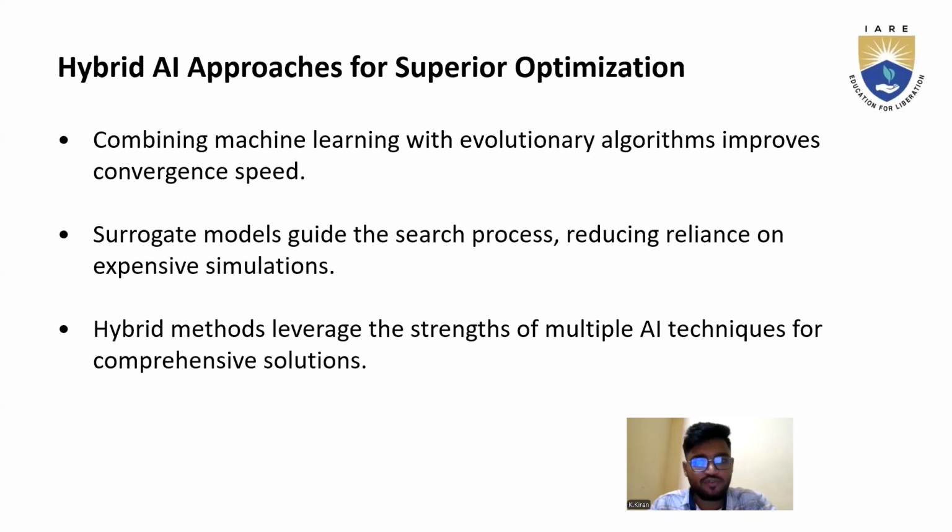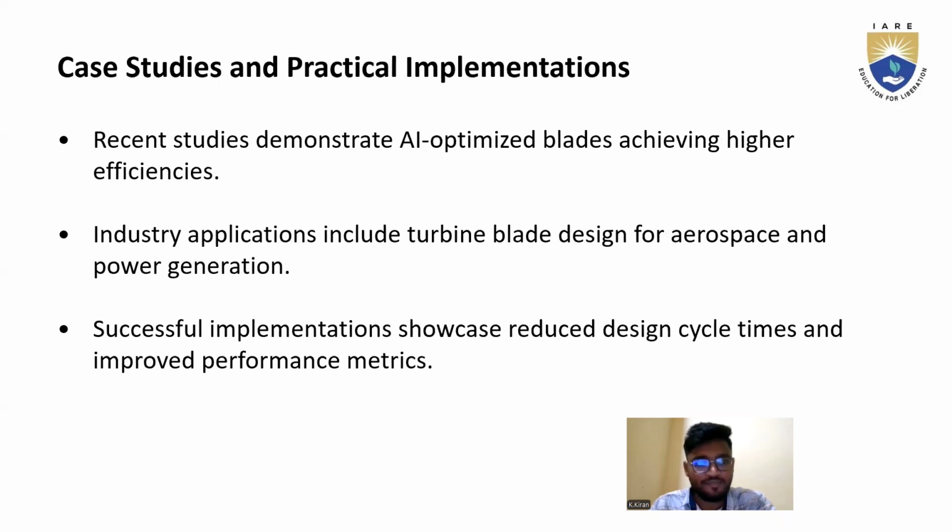Hybrid AI approaches for superior optimization use algorithms, and an algorithm is a step-by-step process. In the algorithm, it improves the speed and convergence. At the same time, it has model guidance, reducing the reliance on heavy computation. Now, case studies and practical implementation: the case studies show higher efficiency achievements, in turbine blade design, aerospace and power generation.